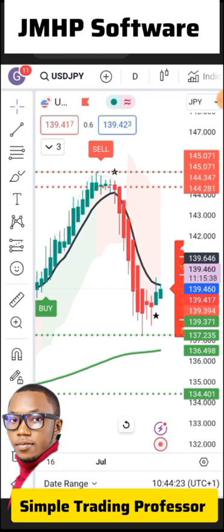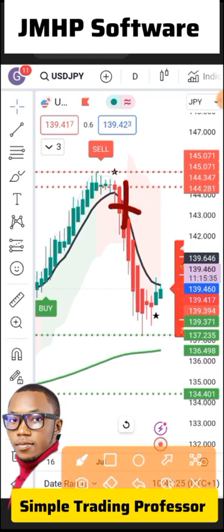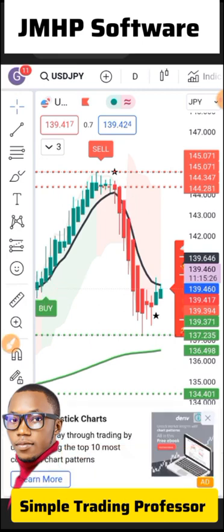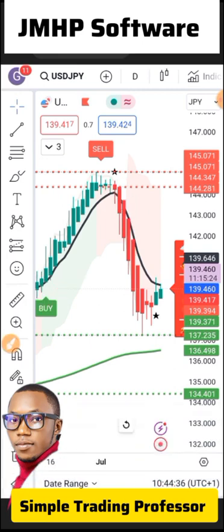So when price is below the 8 EMA, you know the trend is a sell trend. When price is above the 8 EMA, you know it's a buy trend. So we use it to confirm our entry, but we don't use it on exits.